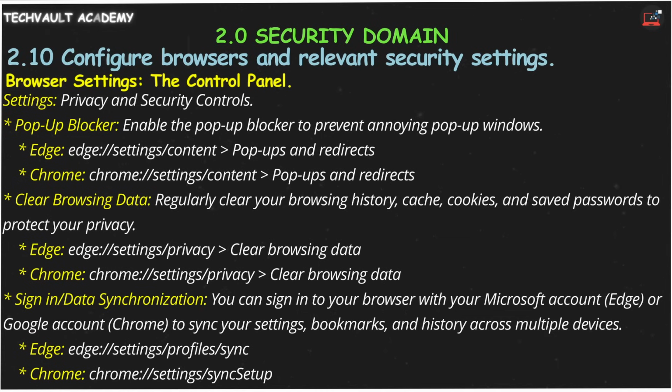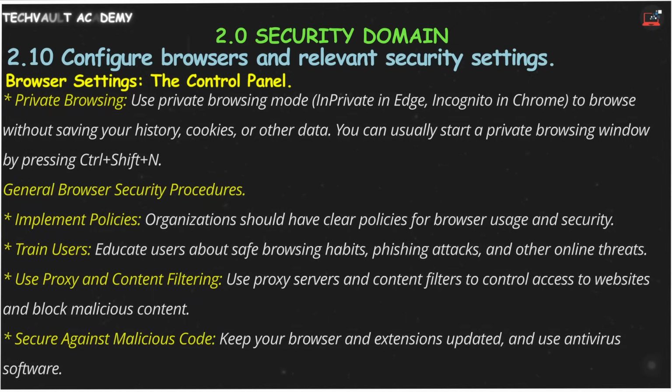Sign in and data synchronization: you can sign into your browser with your Microsoft account (Edge) or Google account (Chrome) to sync your settings, bookmarks, and history across multiple devices. Edge: settings, profiles, sync. Chrome: settings, sync setup. Private browsing: use private browsing mode, InPrivate in Edge, Incognito in Chrome, to browse without saving your history, cookies, or other data. You can usually start a private browsing window by pressing Ctrl+Shift+N.